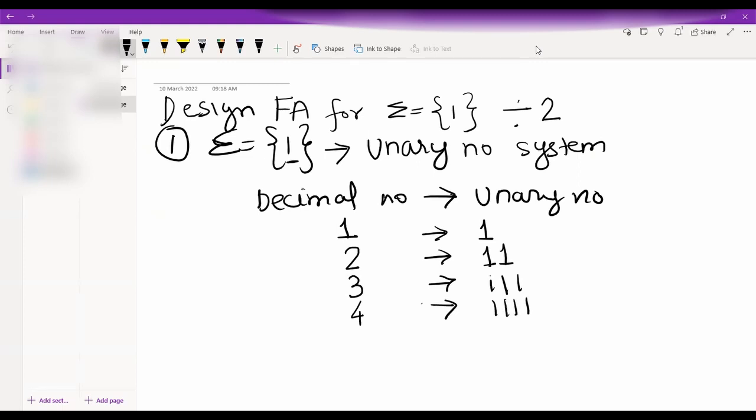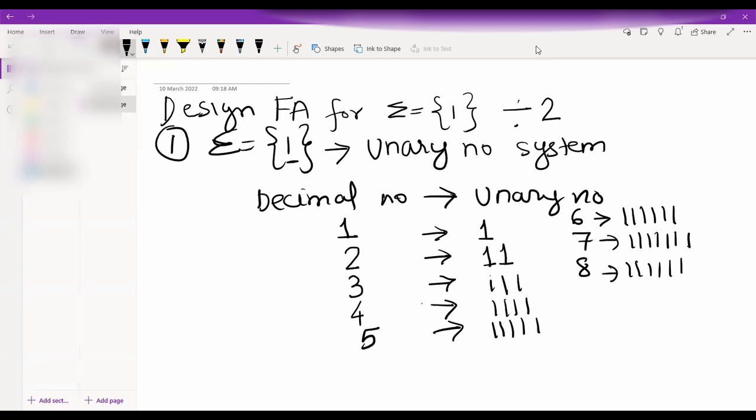Now decimal number 5. What will be the equivalent of decimal number 5? It is nothing but 5 times this number. Now what is the equivalent of decimal number 6? Decimal number 6 is 6 times your digit. 7 will be 7 times your digit, that is 1. 8 means 8 times your digit, that is number 1. 9 means 9 times repetition of your bit, that is number 1.